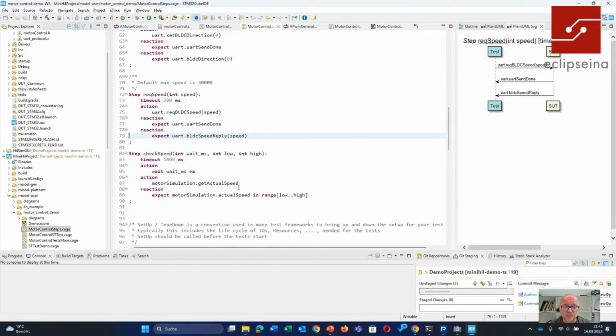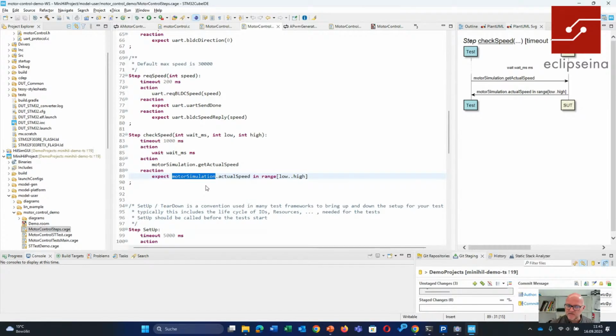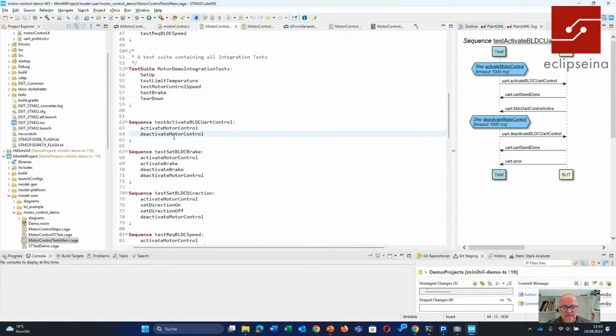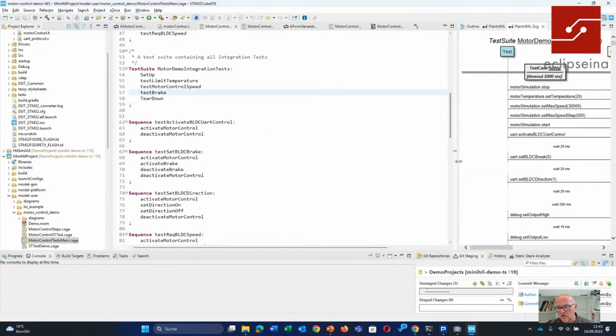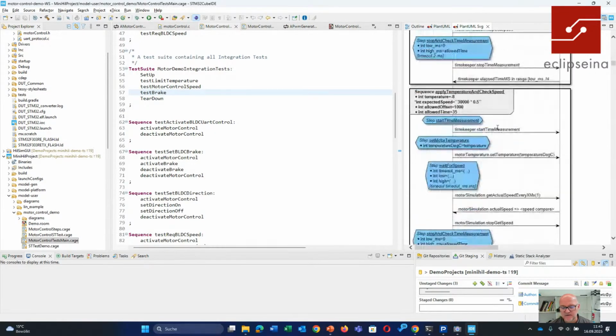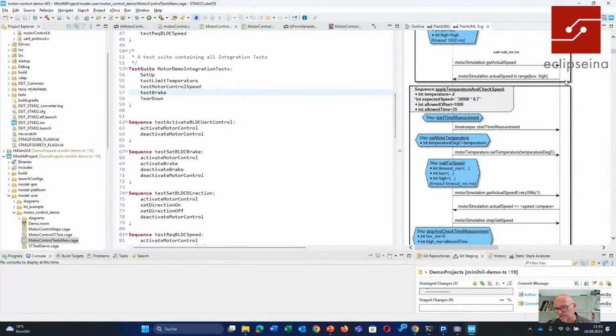And I can also check the speed of my target by asking my motor simulation, hey, is the target really controlling my motor correctly by delivering a speed between low and high? So that's how we do it. Then we go one step up, and we create test sequences and test suites. And as you can see on the right side, we always generate the expected scenario directly as a graph, as a state machine, as a sequence diagram with all the parameters.